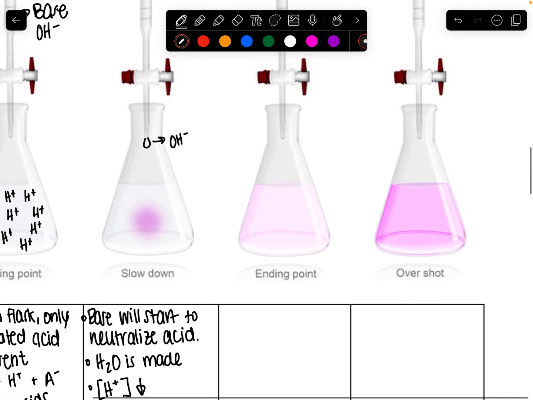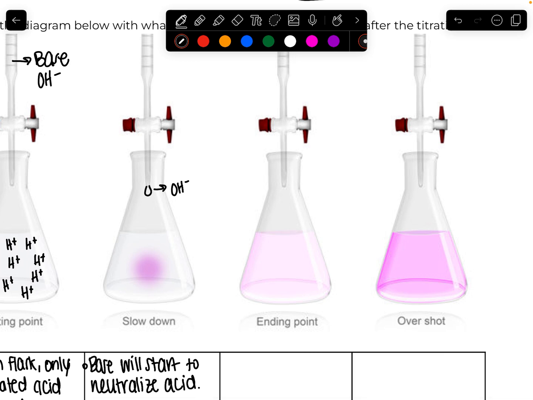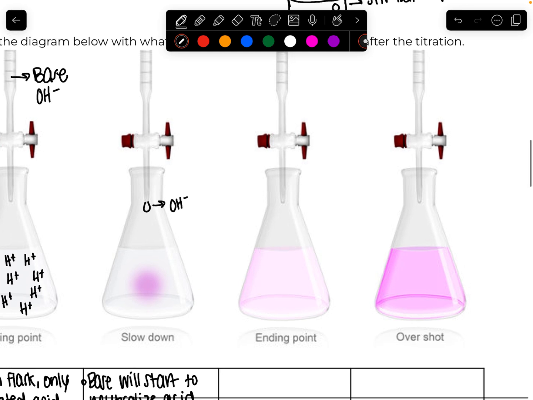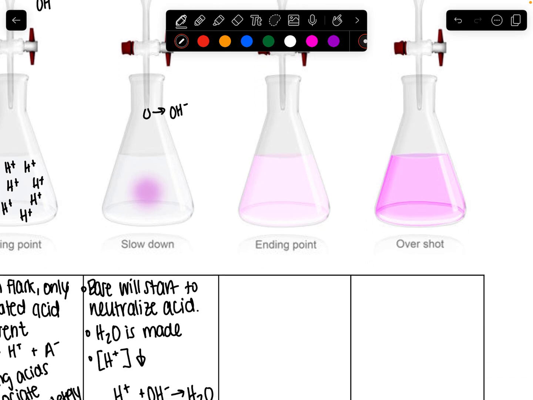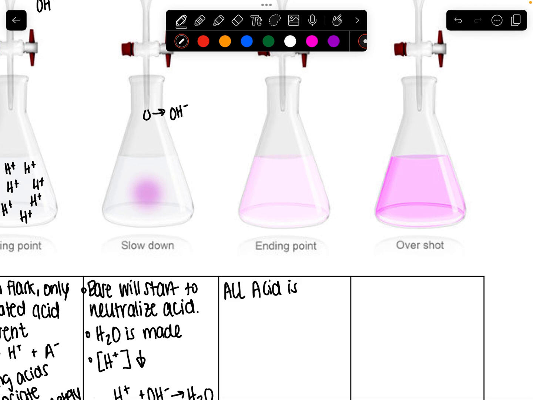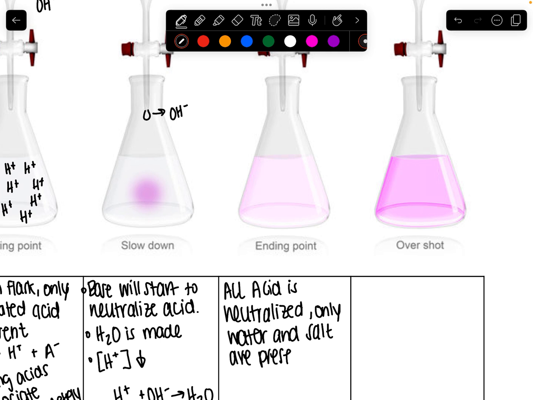The reason why it says slow down here is just to remind ourselves that that pink color is going to hang around a little bit longer as you start getting closer and closer to the ending point of your titration. So at the end point of your titration, you have this persistent pink color that is left over. What should this mean? It should mean that all your acid has been neutralized. Only water and salt are present.